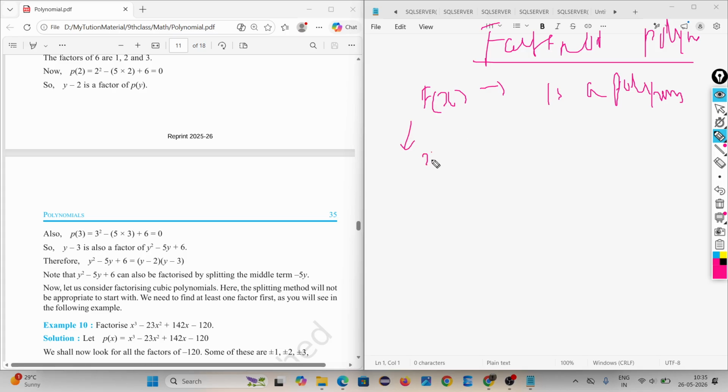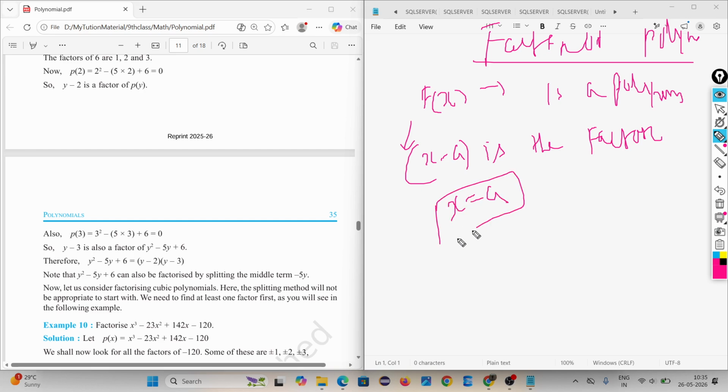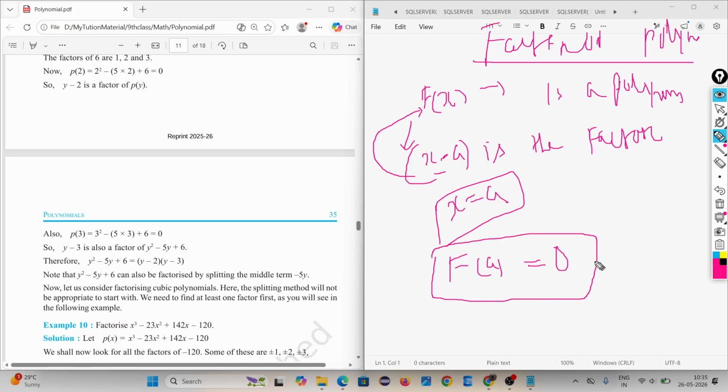If I am saying x minus a is a factor of this polynomial, that means when I find the x value and put it in place of a, it should become 0. That is the condition. Factor of a polynomial means, suppose x minus a is a factor of a polynomial f(x), that means when x equals a, putting it in the polynomial, my answer should be 0.